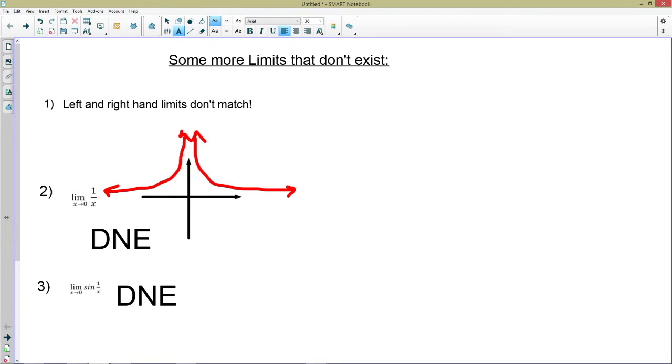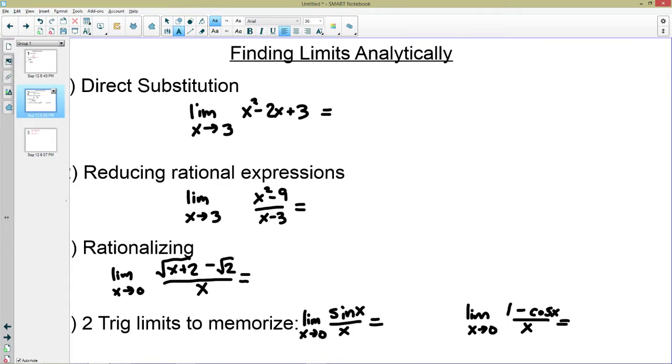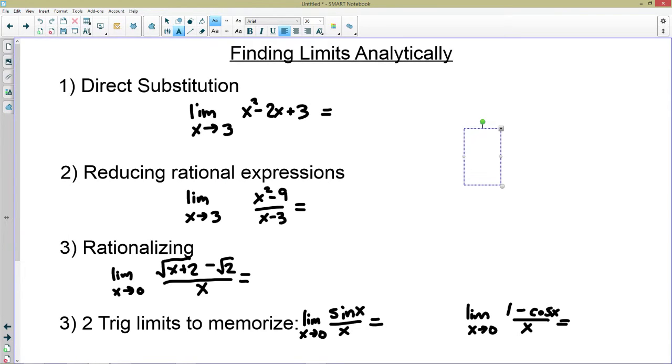All right, the last thing we're going to talk about really quickly is finding some limits analytically. Now, direct sub is not new. We've been doing this for a while now. Remember, though, it doesn't matter what the value is at 3, but because there are some well-behaved functions like a polynomial or a rational expression that doesn't have a vertical asymptote, so anything like this, we can direct sub.